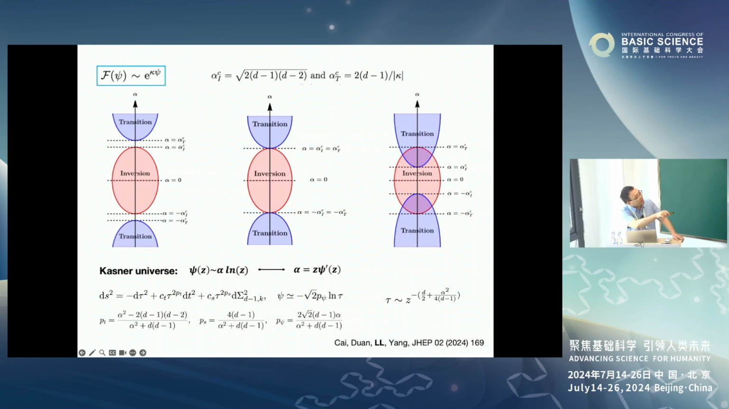So when alpha is larger than alpha tc, alpha tc is here, we call the transition between the two Cartesian universes, this blue regime. When alpha is smaller than alpha RC, given by this one, in this red region we will have the Cartesian inversion described by the law I just mentioned. Okay, so that means it depends on these two values. We have three different cases.